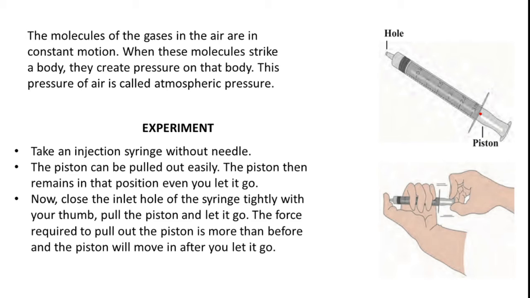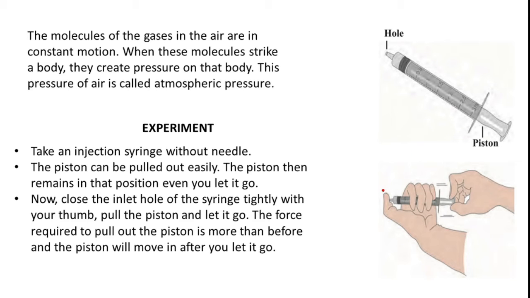Experiment. Take an injection syringe without needle as shown in the figure. The piston can be pulled out easily. This part is the piston. The piston then remains in that position even if you let it go. Now close the inlet hole of the syringe tightly with your thumb. Pull the piston and let it go.